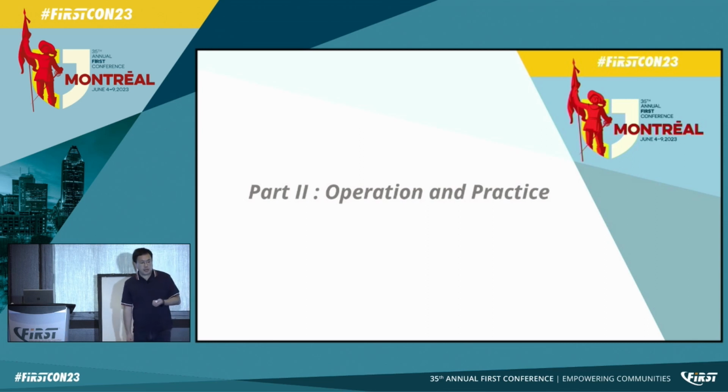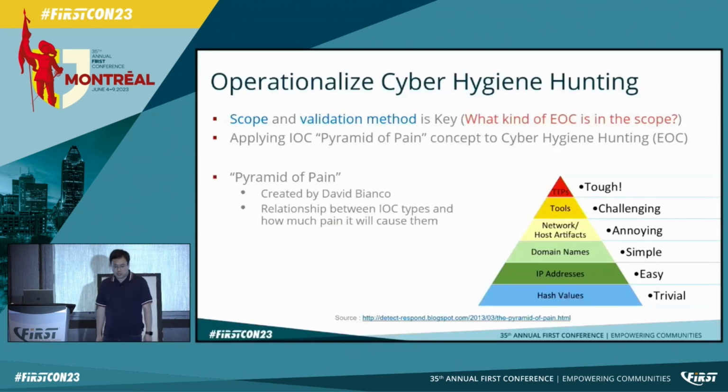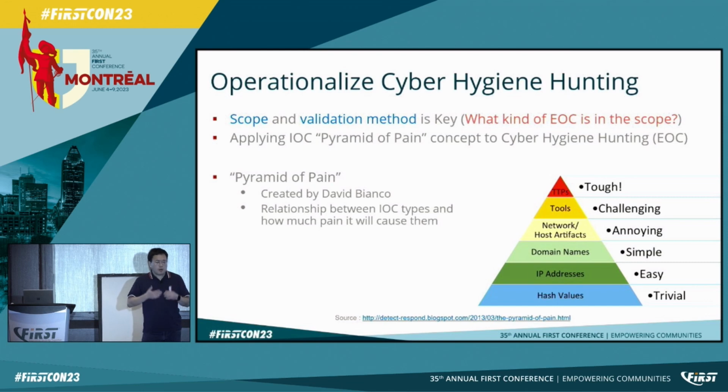Next, I'd like to talk about how to operationalize cyber hygiene hunting. If you understand cyber hygiene hunting, what is the scope and how do you validate it? In the different phases, what kind of enabler of the compromise is in the scope? In my company, we borrow the idea from the pyramid of pain that we know in the IOC world.